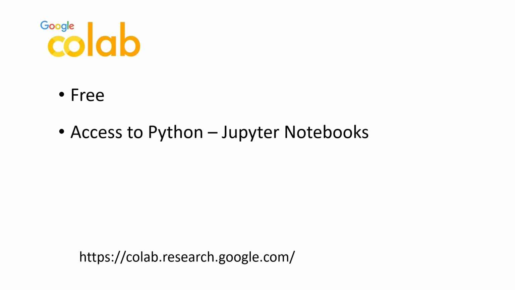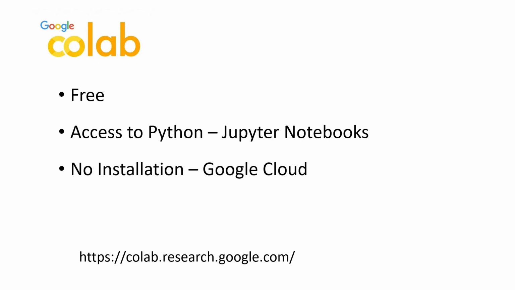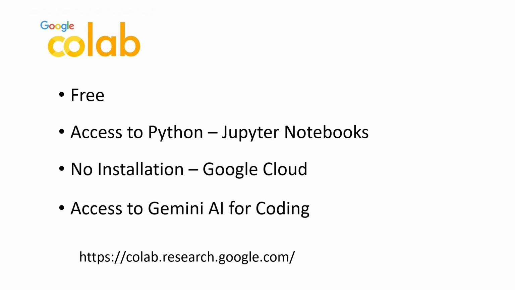Some of you may have already coded in Python. If you have, you may have used Jupyter Notebooks for your interface. So it's going to look just like that. Also, there's no installation here. This is all going to be done using Google Cloud Computing Services. So all the libraries, everything is preloaded. It's pretty awesome. And the last thing is it comes right away with Gemini already loaded, Gemini AI for coding. That is going to be a huge help to us.